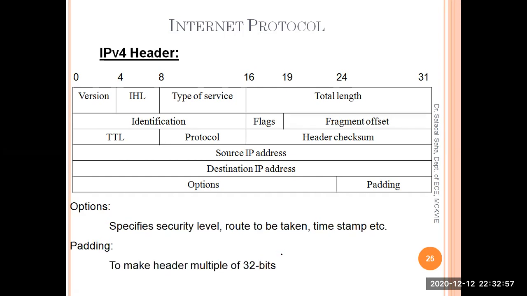And there will be different options that may be required, and there are different fields of these options, and the length of the option may vary, but ultimately the length of the header should be a multiple of 32 bits. So some padding is added. The padding is nothing but zeros to make the header a multiple of 32 bits.